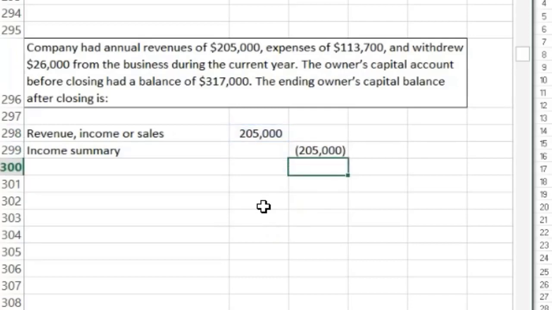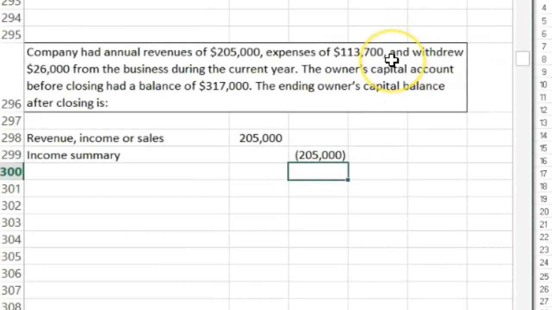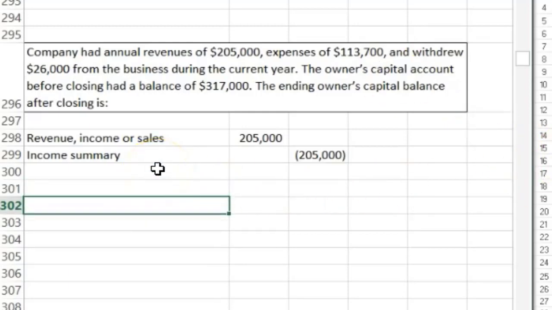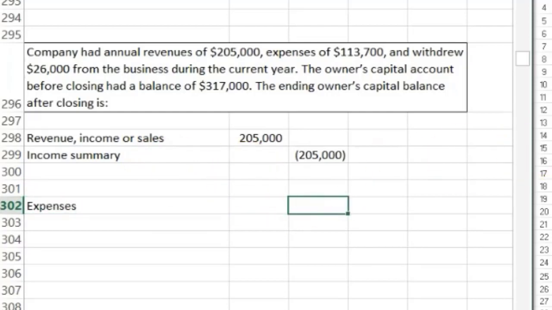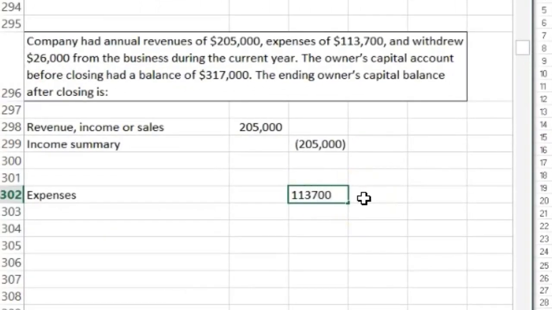Then all the expenses would be closed out to the income summary. They just gave us the expenses as a total here, so we could just say all expenses. Expenses have a debit balance, so we've got to credit the expenses. Just like we did in the example here, where we credited all the expenses individually, here we just have one lump sum number.